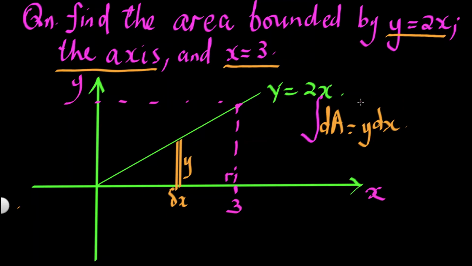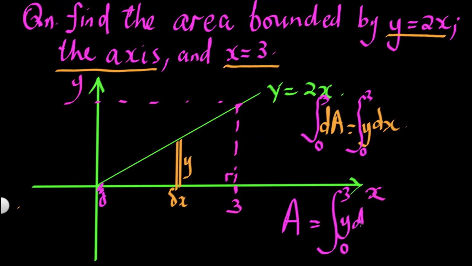So we are summing from where? From x equals 0, because we want all these vertical strips from this point here, x equals 0, to this point here where x equals 3. So we are summing from 0 to 3. It means if we add these small areas from 0 to 3, we get A, the area that we're looking for. It is actually the summation from 0 to 3 of y dx.